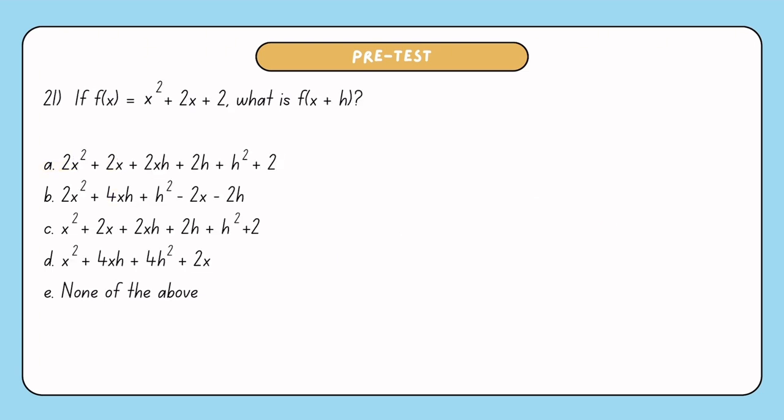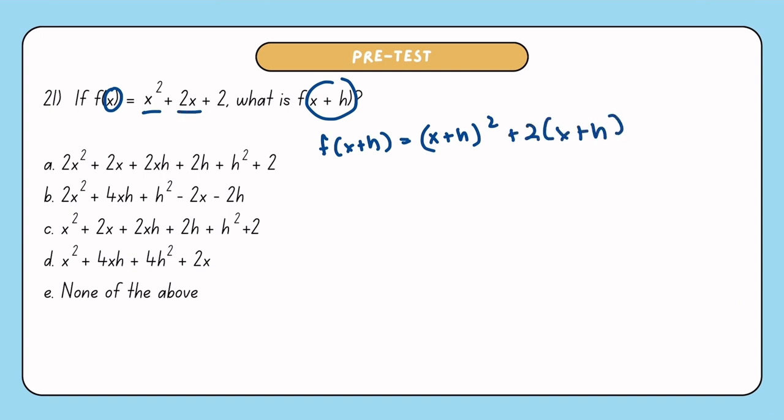Number 21. If f of x equals x squared plus 2x plus 2, what is f of x plus h? So, ang gagawin lang natin dito is i-replace natin yung x with x plus h. So, magiging f of x plus h equals x plus h squared plus 2 times x plus h plus 2.